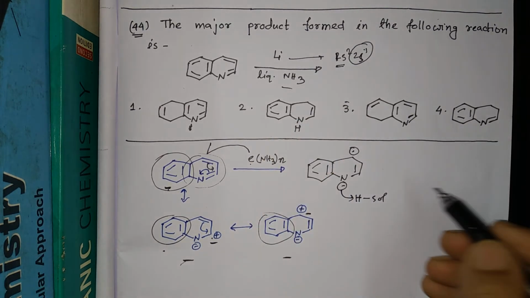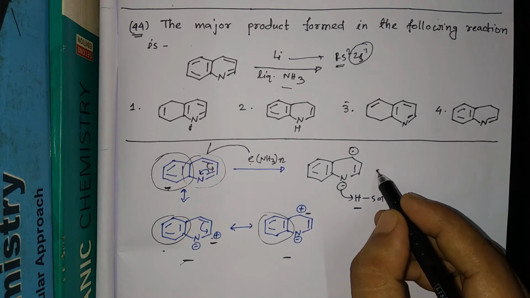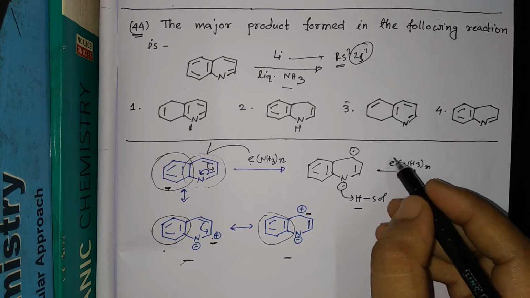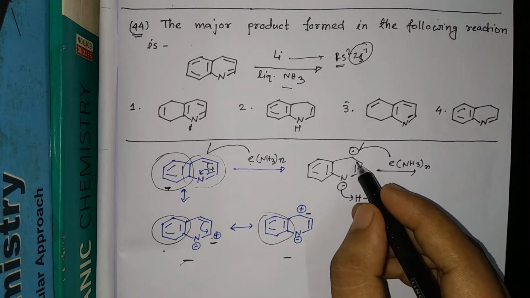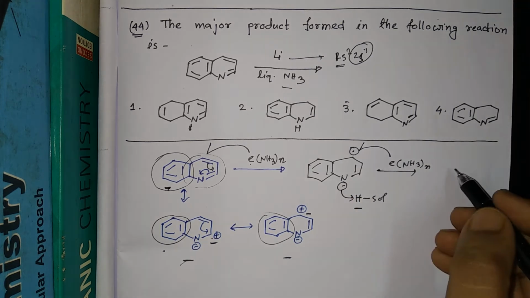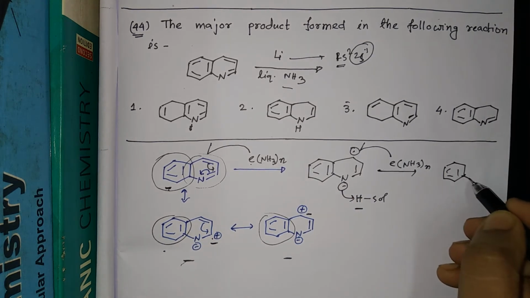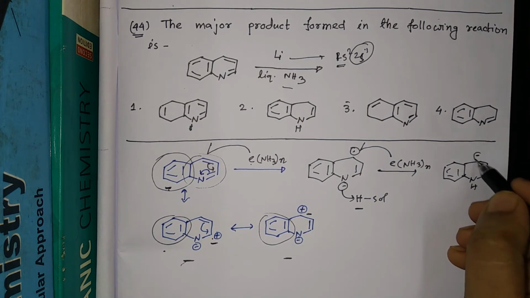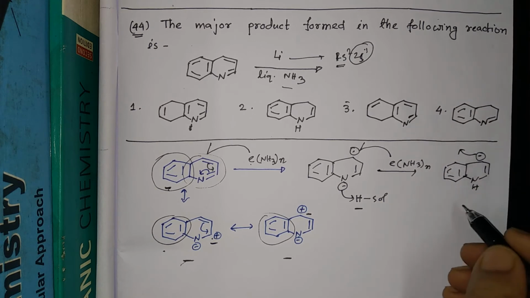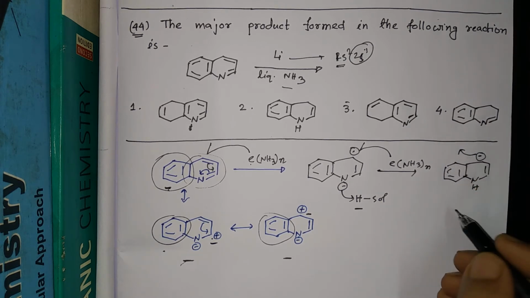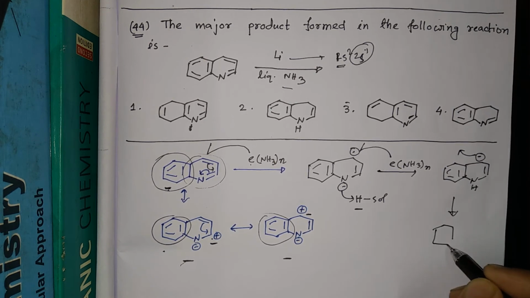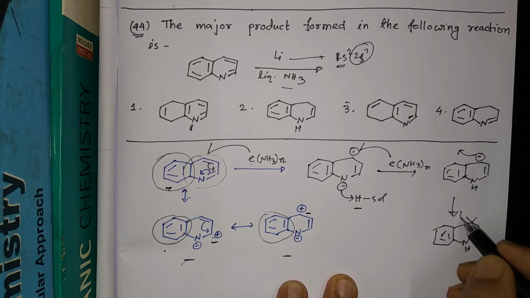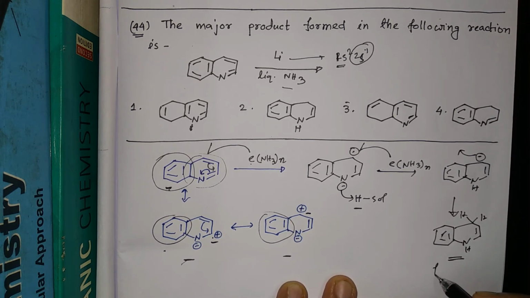The solvent is liquid ammonia, so from that it can take a proton. And one more electron, surrounded by the ammonia, can come and give an electron here. These 2 electrons will merge together and a negative charge will generate in this position. So we will get NH and a negative charge here, and this negative charge can take a proton from the solvent again. So we get NH and this one, which is our final product.